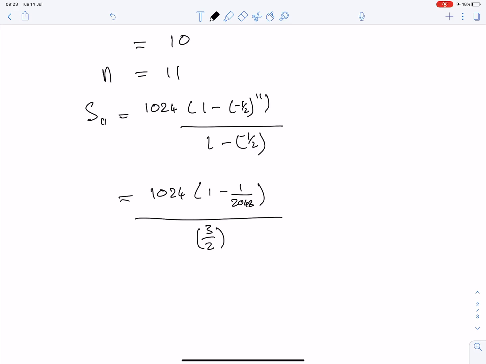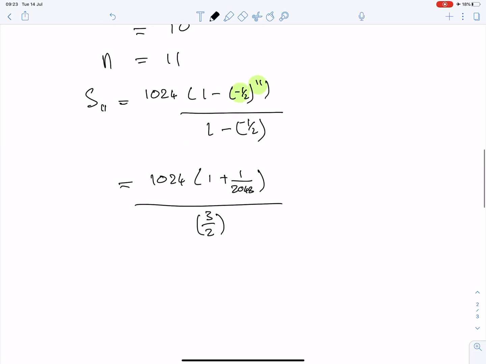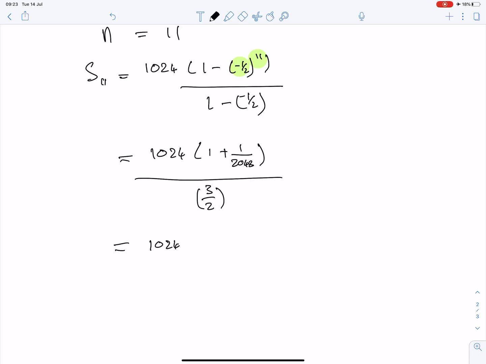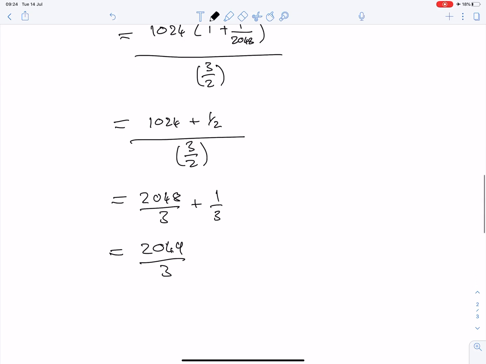And I got a slip in there. Here, that should have been plus, because a negative to the power 11 is negative. Negative times a negative is plus. So we've now got 1024 times 1 plus a half all over 3 over 2. Invert and multiply. So we get 2048 over 3 plus a third. So 2049 over 3, looks like it divides by 3, because the sum of the digits is 15, so it will divide by 3, so we've got 683. That's the answer.